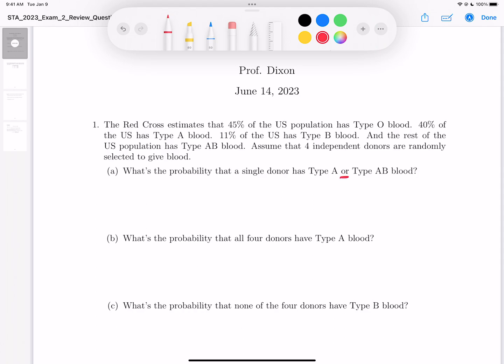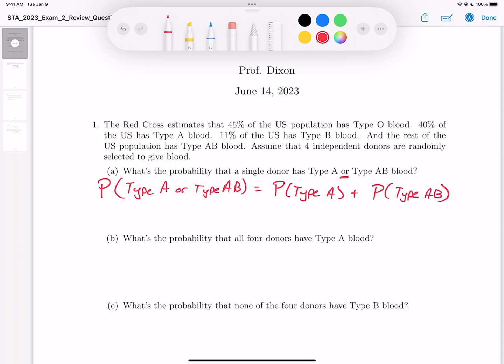Our keyword here is or. So we need to find the probability of type A or type B blood, or AB blood. Okay, we know from our rule on the probability of A or B, that this will be the probability of event A, which for us will be type A, plus the probability of type AB blood.